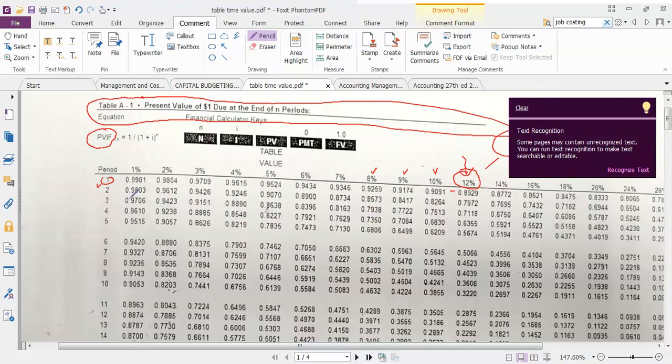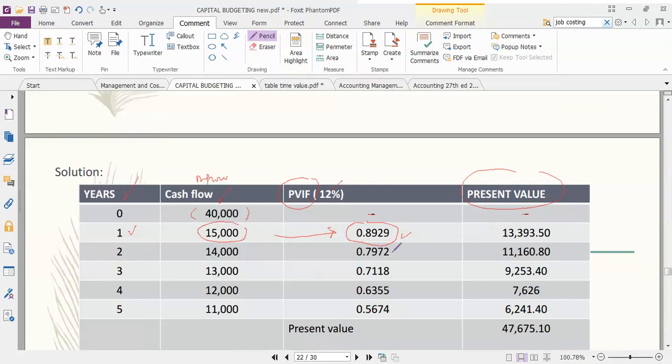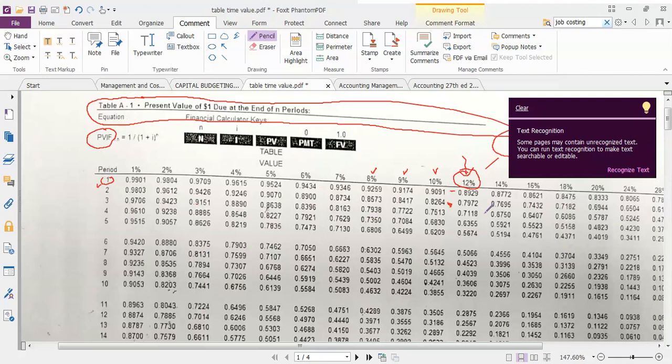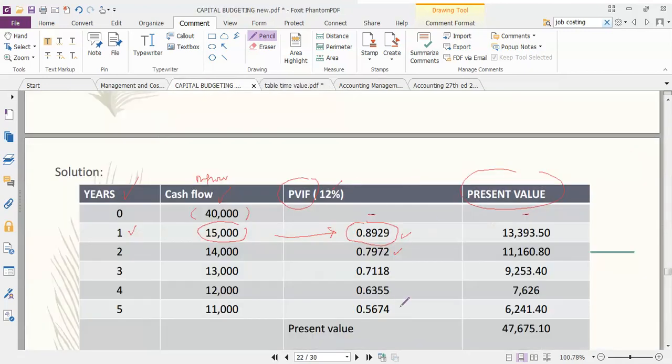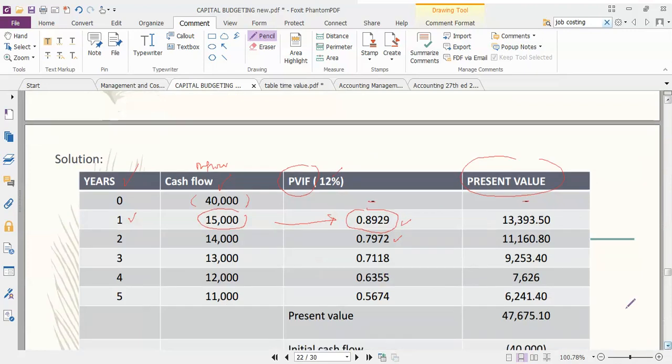Second year, tengok bawah dia pula. Second year dekat 12%. Okay. 0.7972. Okay, letaklah 0.7972. Dia ada 5 tahun. So you copy lah semua sekali. 0.7118, 0.6355, 0.567. You tulis terus dia punya PVIF dia inside. Okay, tulis. Based on the table. Okay, boleh faham? Richelle, okay tak Richelle?